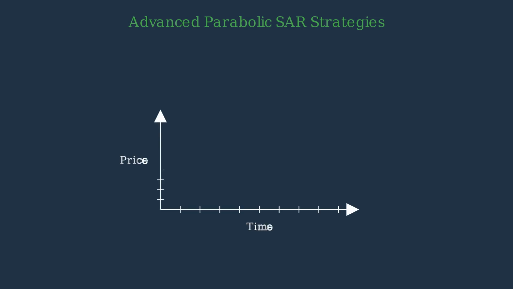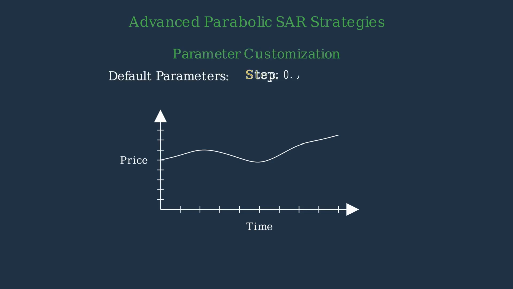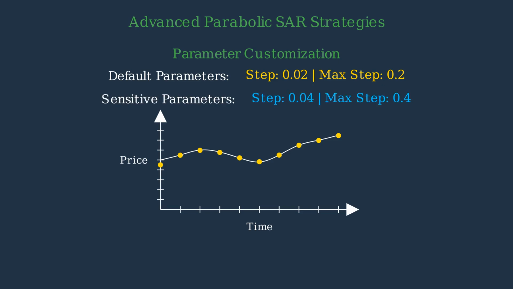We'll now explore advanced parabolic SAR strategies for experienced traders. A key advanced strategy is customizing parabolic SAR parameters for different market conditions. The 2 key parameters to adjust are the step value and the maximum step value. Default parameters use a step value of 0.02 and maximum step of 0.2. These work well in normal market conditions. For more volatile markets, traders increase these values to 0.04 and 0.4, creating a more sensitive indicator that follows price more closely.